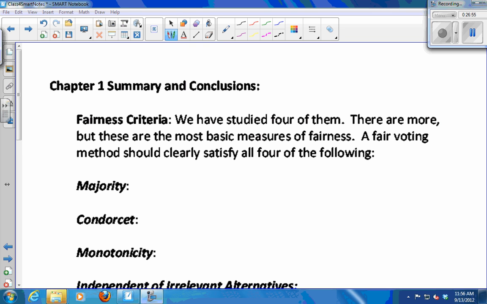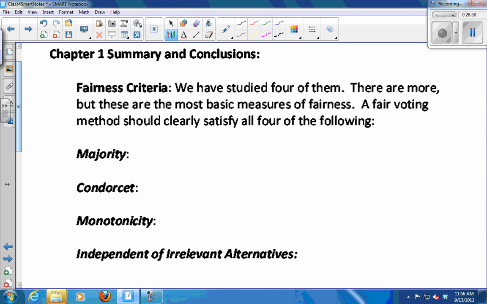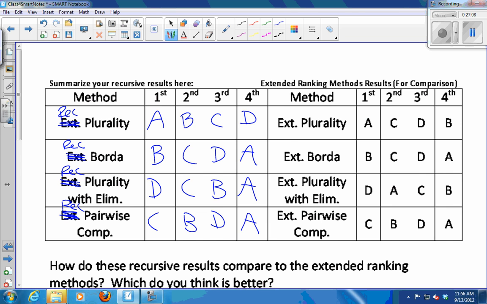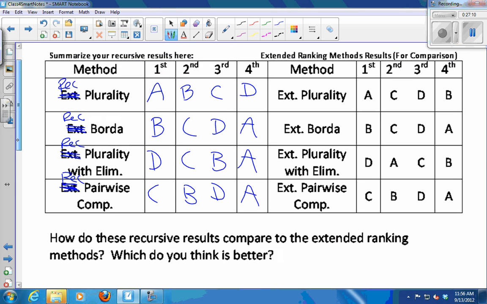Okay, so to bring the chapter to a close, summary and conclusions. We studied 4 fairness criteria. How do they compare? Mostly Borda and Pairwise Comparisons came out the same. The other 2 came out different. And we liked extended better because it was easier. And then I suggested that using Excel or another computer programming language, it could be a cool project.